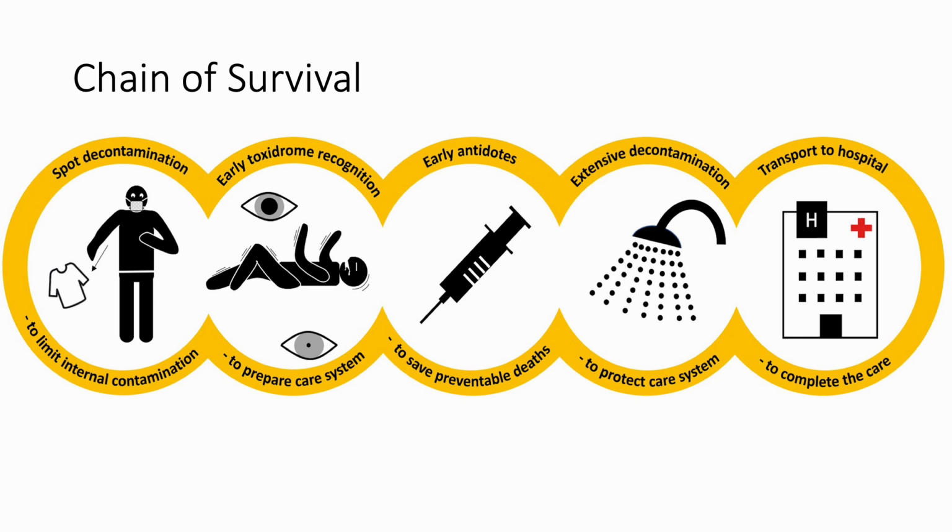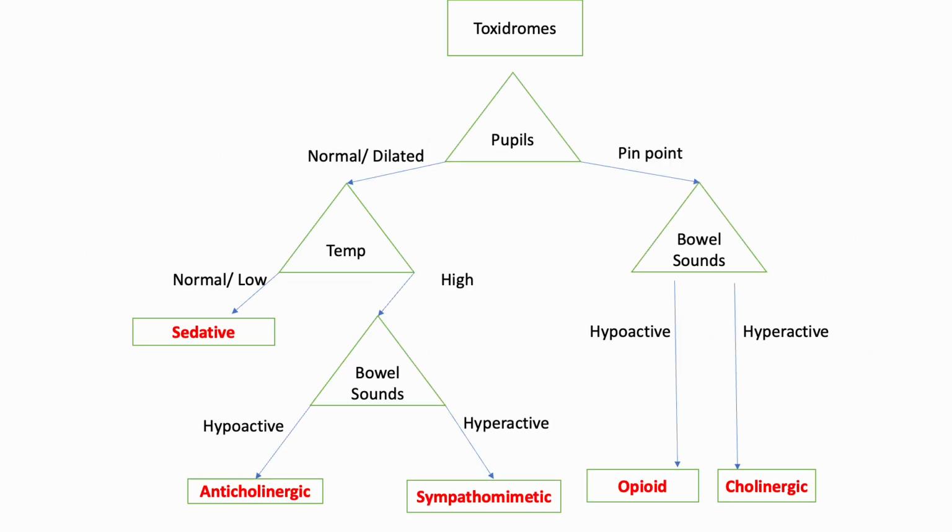The third thing is you need to administer the antidote, the pharmaceutical agent that will counteract, antagonize the effect of the poison. Then you need to do extensive decontamination to further protect the patient, so you need to further remove the poison that is in the body of the patient. We'll talk about that. And you need to transport the patient to the hospital to complete the cure.